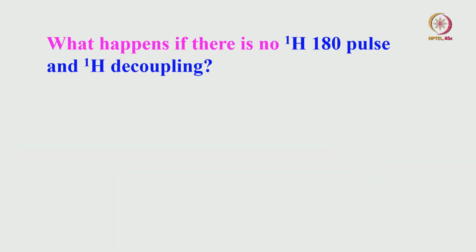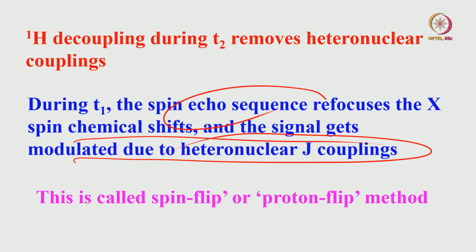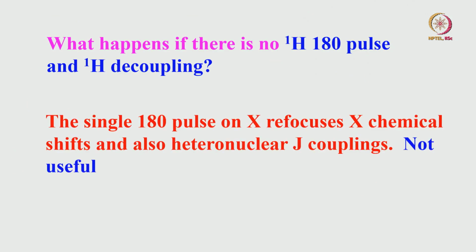What happens if there is no 180 pulse and only proton decoupling, especially in the proton channel here? You should understand by now, since we have discussed J modulation at length. A 180 pulse on one of the nuclei refocuses chemical shifts and also the heteronuclear J coupling, because when we discussed J modulation I said a 180 pulse on one of the heteronuclei will refocus J couplings and also that particular chemical shift.